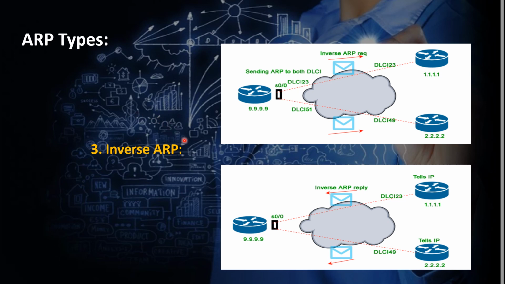The next one is inverse ARP. Normally we use this in Frame Relay and ATM networks. As I told you, it's the exact opposite of ARP. ARP knows the IP address and finds the MAC address. With inverse ARP, I know the device's address and I would like to get the IP address. That is inverse ARP.